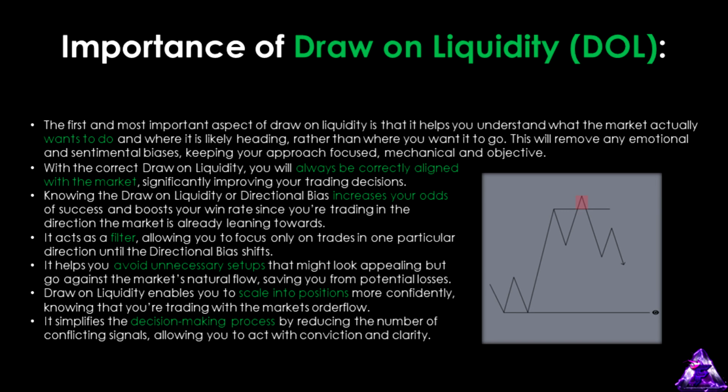Also, for swing traders or those who scale into positions, draw on liquidity is invaluable. With a correct directional bias, you can place your stop loss at protected highs and lows and scale into positions as price moves towards your draw on liquidity, yielding greater profits. Although it's a more complex process with multiple variables, having the right draw on liquidity enables more objective position scaling, which can be highly profitable.